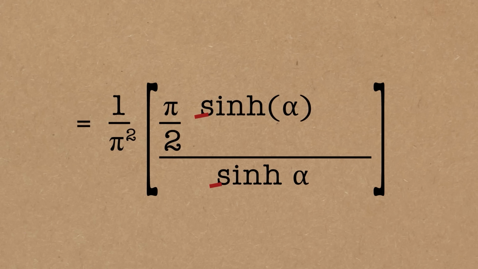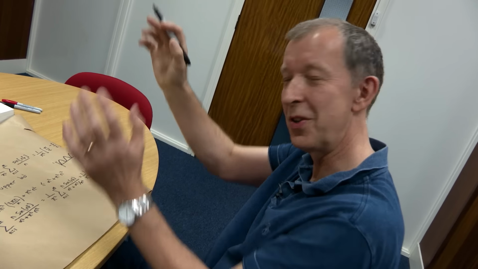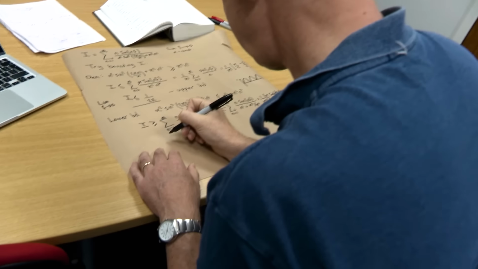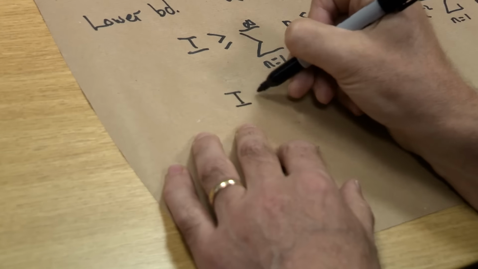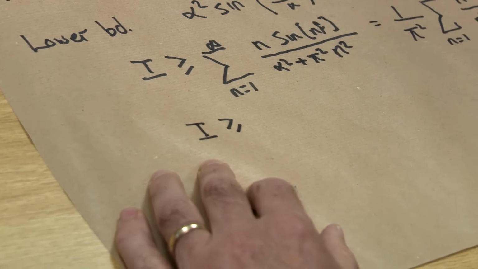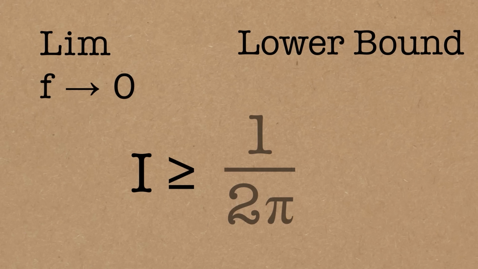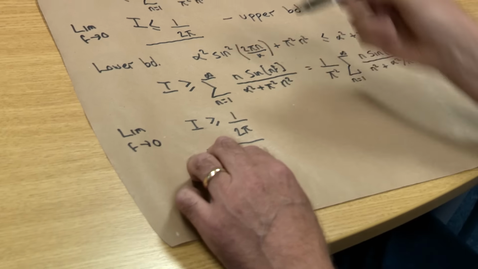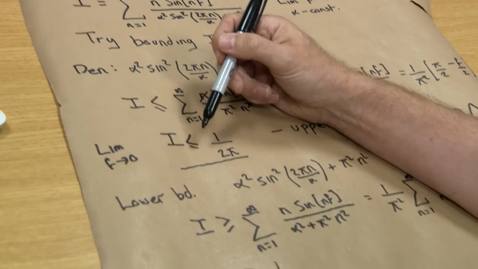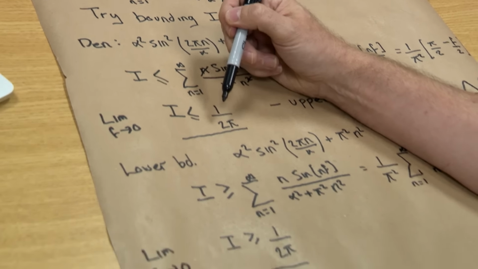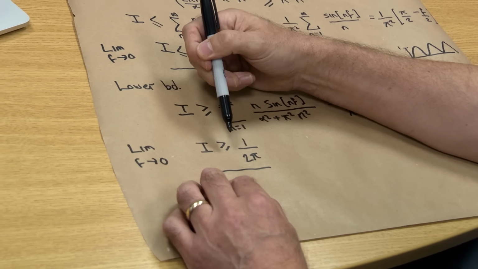Sine of alpha divided by sine of alpha is the same thing. You divided sine of alpha by itself, and so it just gives me 1. So this tells me that I must be greater than or equal to, remember, I'm looking at the limit of f goes to 0. The sines cancel, and this becomes 1 over 2 pi. So I've got that I must be both less than or equal to 1 over 2 pi, and I must be greater than or equal to 1 over 2 pi.